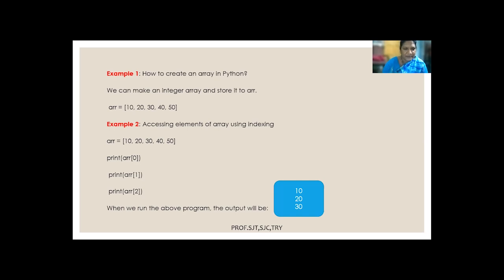Let us move on to example 2, accessing elements of an array using indexing. Array equals 10, 20, 30, 40, 50. Now I am going to print array of 0. What will be the output? 10. Now print array of 1. What will be the output? 20. Now print array of 2. What will be the output? 30. Now we know how to create an array and how to access the elements in an array.